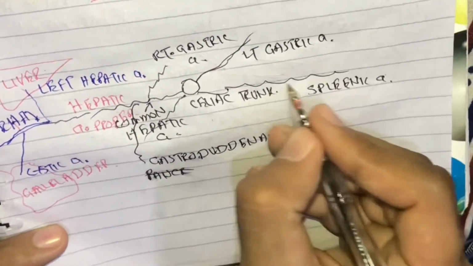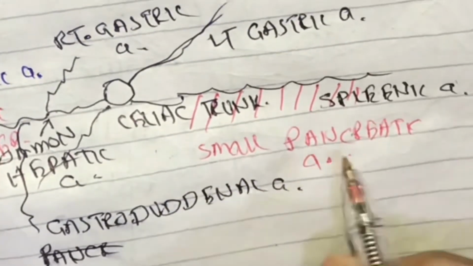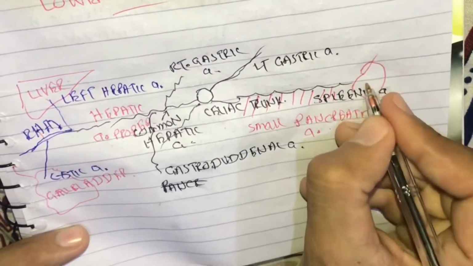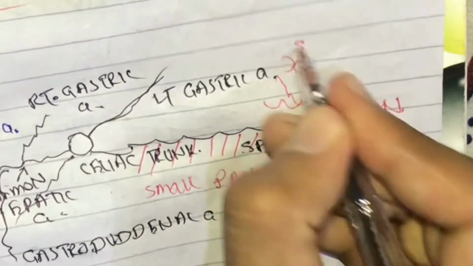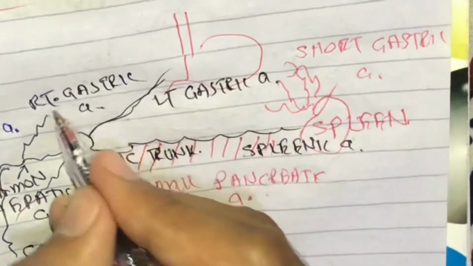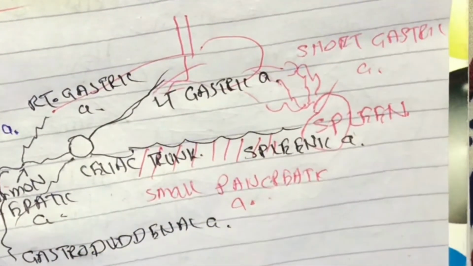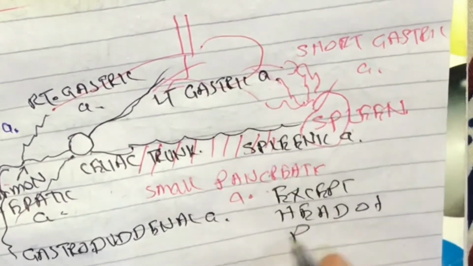Splenic artery gives small pancreatic arteries that supply the pancreas, and it gives the splenic artery proper that supplies the spleen. The other branches of the splenic artery are the short gastric arteries that supply the stomach. We know that small pancreatic arteries supply all parts of the pancreas except the head of pancreas. That is all about this lecture.